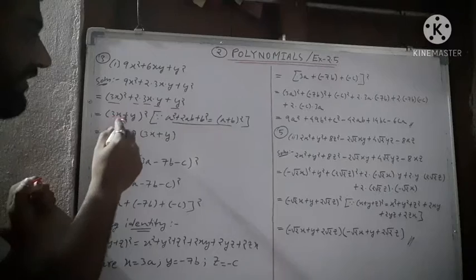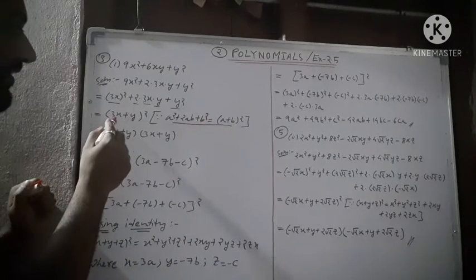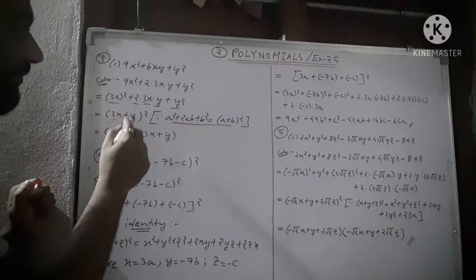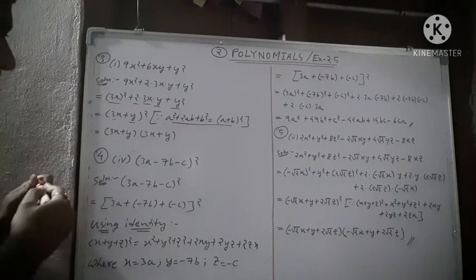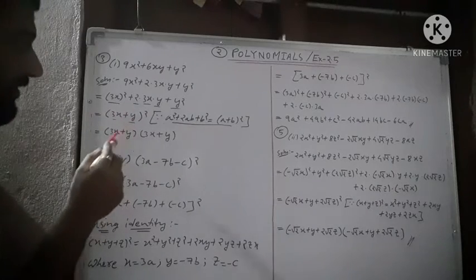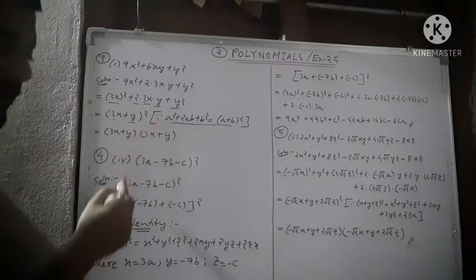So therefore (3x + y) whole square, because it is (a + b) whole square. So the value of a is 3x and the value of b is y. So therefore (a + b) whole square, that is (3x + y) whole square. That means we can write it like this: (3x + y) into (3x + y), 2 times.